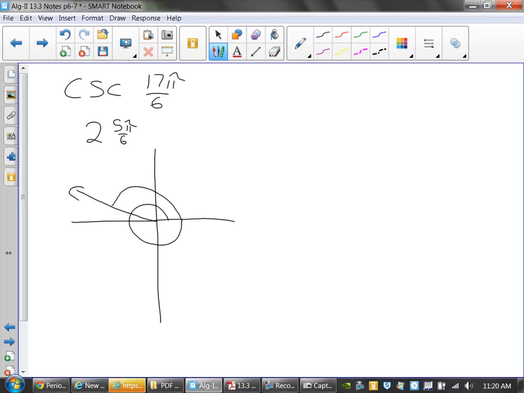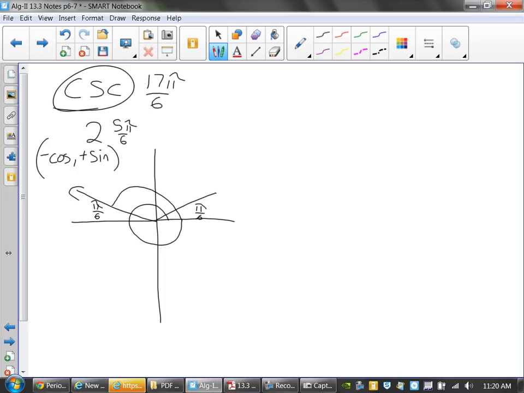Does everybody agree? What's my reference angle? Pi over 6. So this is going to have the same relationship as pi over 6 does in the first quadrant, only with the negative x, so it's negative. Very good. So over here, the negative would be on the cosine, and it's a positive sign.